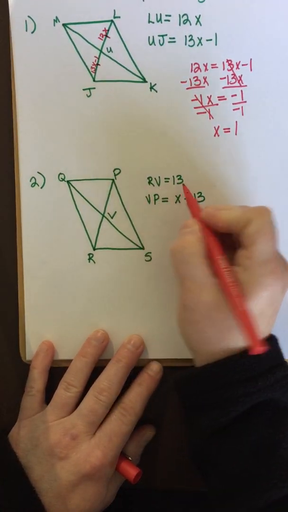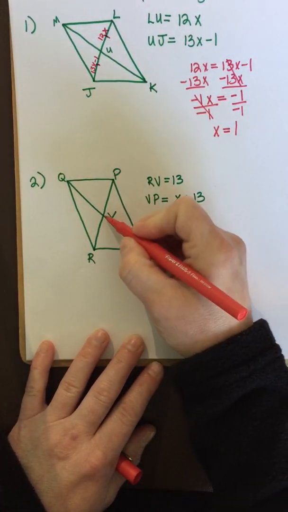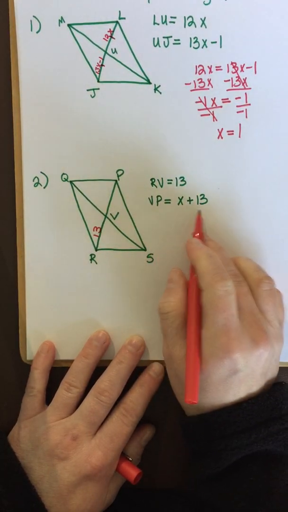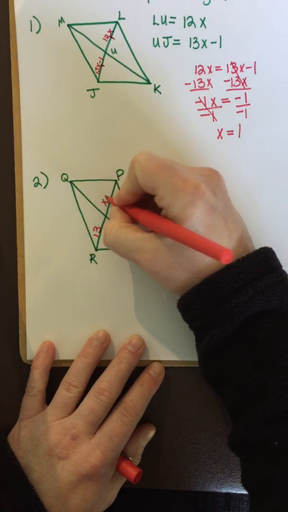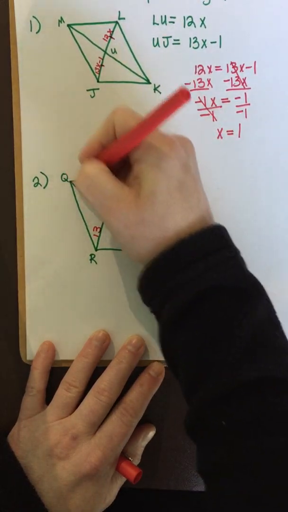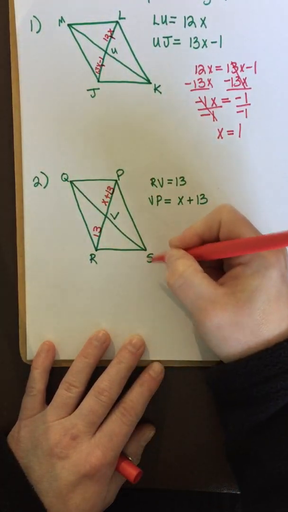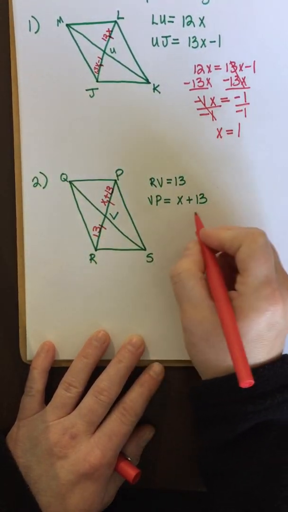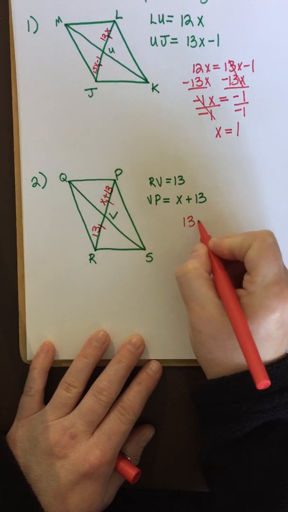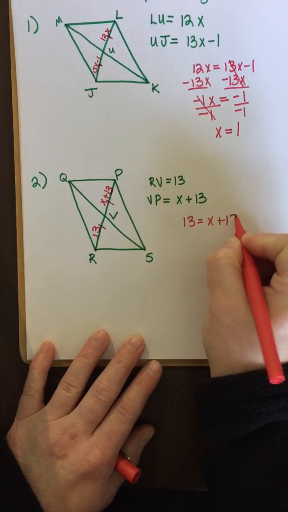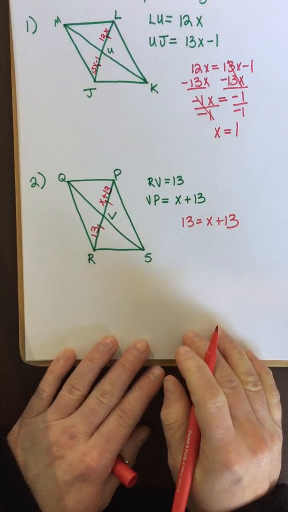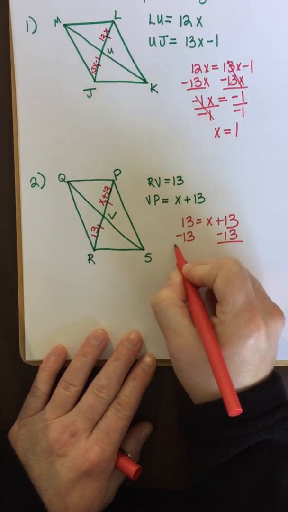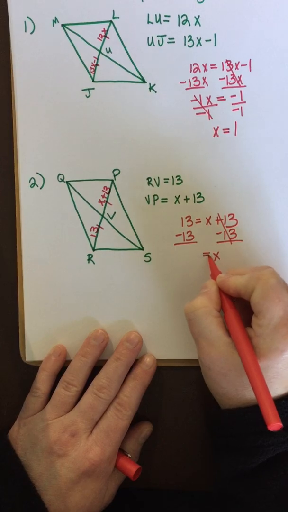All right, let's look at the next one. It says RV equals 13. So here's RV, that would be 13. It says VP is x plus 13. All right, I know that these diagonals are bisecting each other so that this segment is congruent to this segment, so I can set these two equal. So I will say that 13 equals x plus 13. I'm pretty sure you know what x is right now, right? To undo plus 13, we subtract 13, and of course x has to be 0.